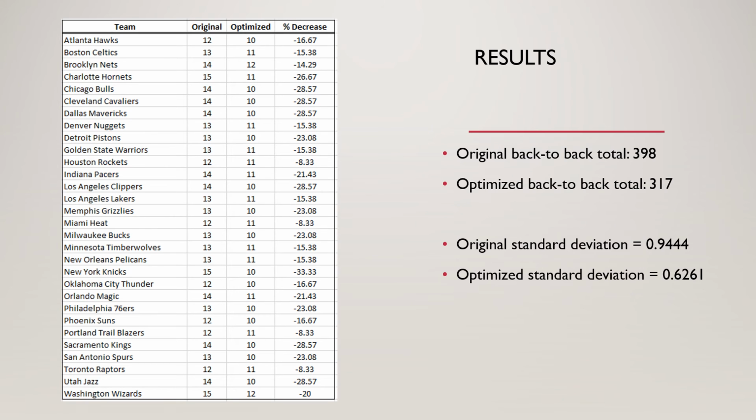Here are the results of one of my runs. The table on the left shows each team's original back-to-back total compared to the total from the optimized schedule. Each team's total decreased by varying amounts. The total number of back-to-backs from the original schedule was 398, while the total number was 317 in the optimized schedule. Similarly, the standard deviation decreased from 0.944 in the original schedule to 0.6261 in the optimized one.